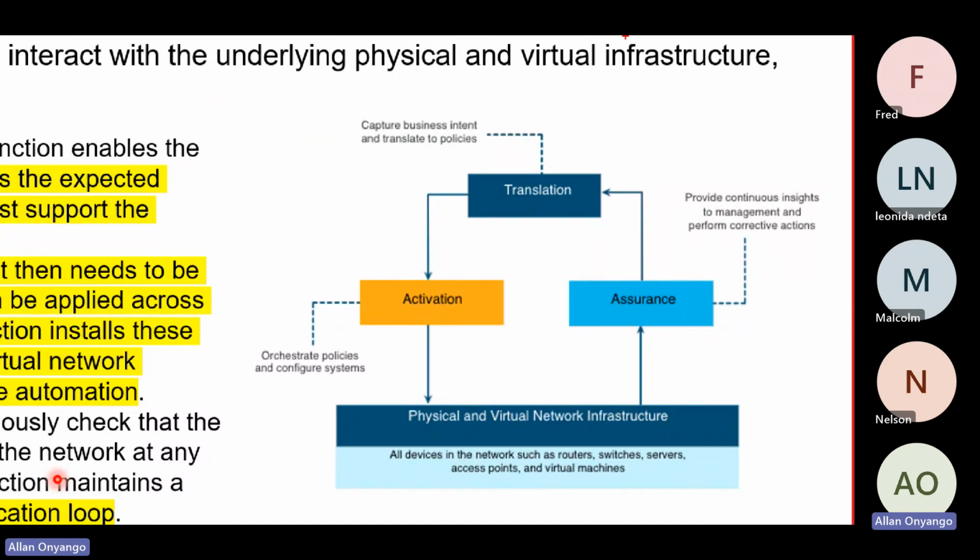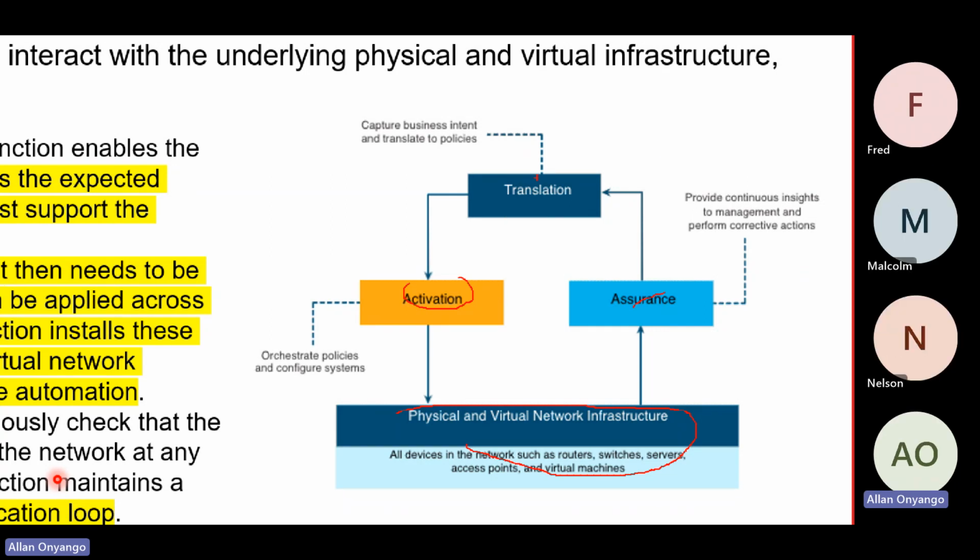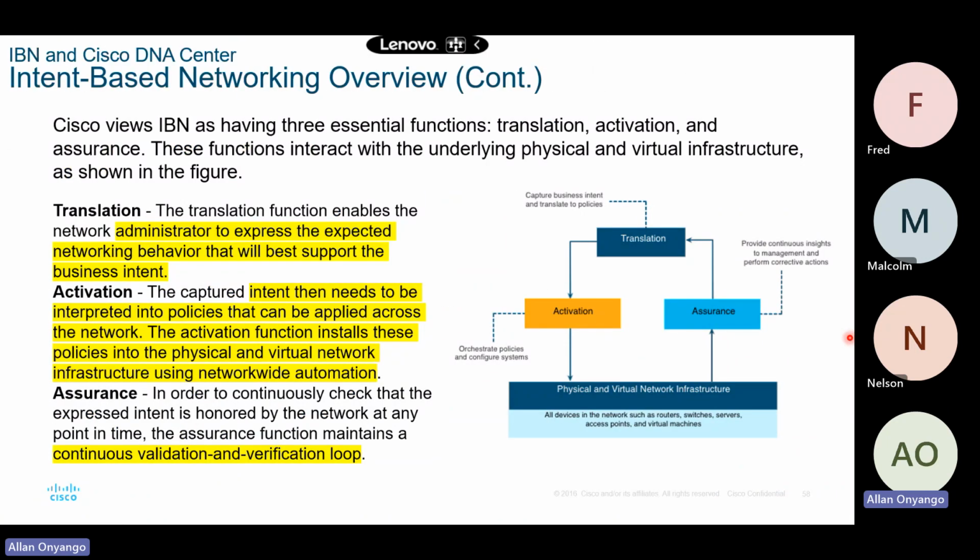So it becomes a continuous loop from the translation to assurance, okay, down to the machines, the physical and the virtual infrastructure here. And we activate those intentions here, and the assurance, of course, collects information. And the circle is one that is continuously flowing. And this is to make sure that the result is a continuous result within the whole network. And so it's a cycle of events from translation to activation to assurance.